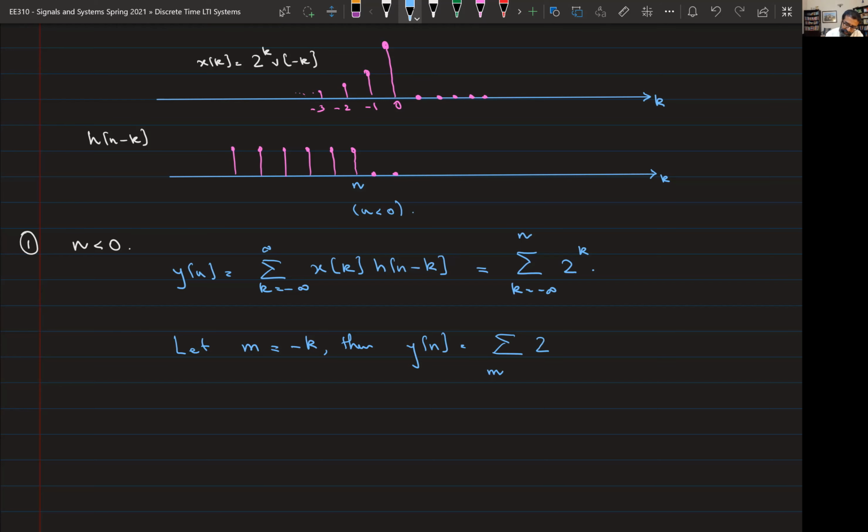This is not what was required. 2 raised to power minus m, and m goes from minus n all the way up to infinity. But this is something that I'm not too familiar with. So what can I change so that I get what I want?